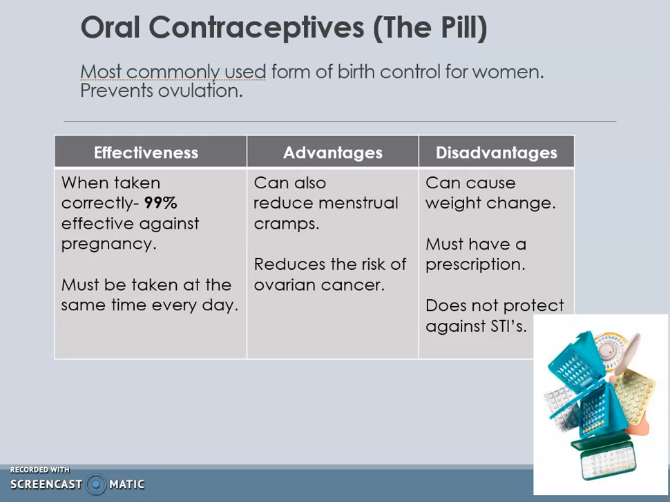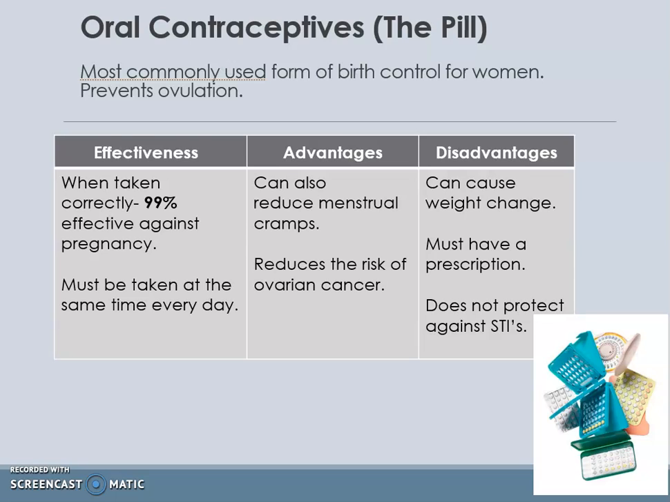The most common is the pill, and the pill is a little pill taken every single day. It works about 99% of the time against pregnancy. So it's very effective as long as it's taken properly. So it has to be taken every single day at the exact same time. And any type of strain from that schedule can decrease the chances of it working properly.